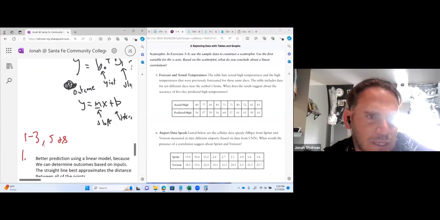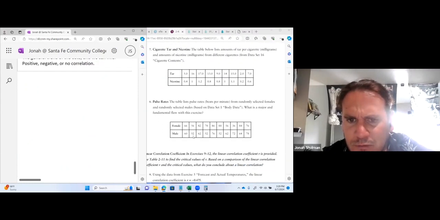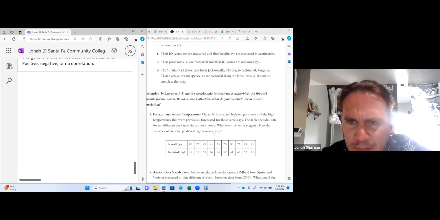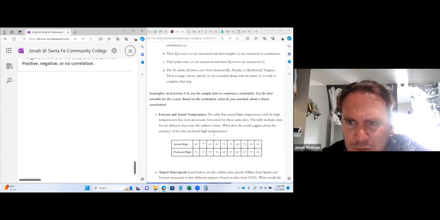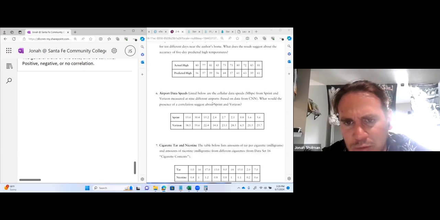What's the next one? I believe it's 8. The table lists the pulse rates per minute. What is a major fundamental flaw with this exercise? The table lists pulse rates, beats per minute, from randomly selected females and randomly selected males, based on Data 1. What is a major flaw with this exercise? They should be linked, I think. Let's discuss this. Use the first variable as the x base. What do you conclude about it? Well, the first one we can conclude that this is not a great predictor.